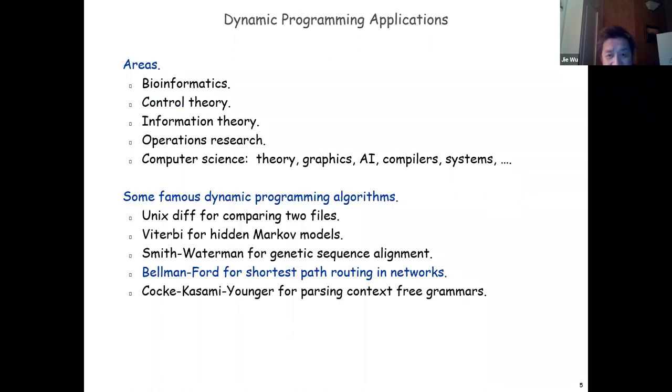This technique has been used in many, many fields, as we'll see in the examples. One of the famous examples is the Bellman-Ford algorithm for shortest path routing. I will show you later. It is slightly different from Dijkstra's algorithm. We know that for shortest path, Dijkstra is a famous algorithm that uses greedy. Here, you can also use dynamic programming, the Bellman-Ford algorithm.